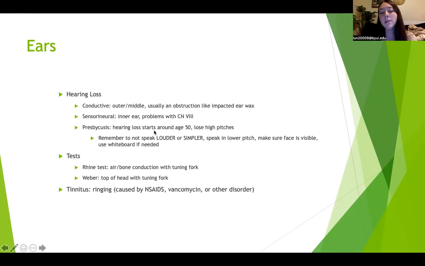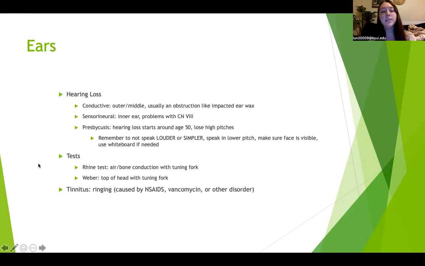Presbycusis is hearing loss starting around age 50. You lose high pitches. And I feel like this question always comes up. So remember, how do you speak to somebody who's hearing impaired or older? Remember not to speak louder or dumb it down, but speak in a lower pitch. Make sure your face is visible, you're not backlit by light so that your face is dark. Use a whiteboard, writing to communicate. Sometimes they just need a different way of communicating.